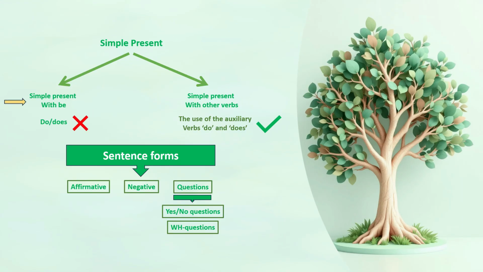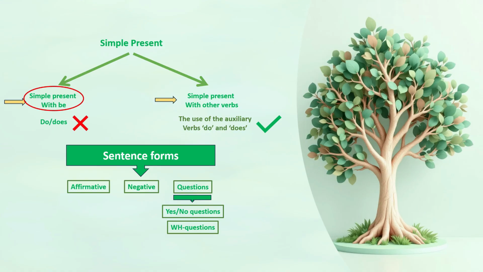The verb be is very special because it follows its own rules, which is why it's placed on a separate side of the tree diagram, even though it's only one verb. All other verbs are grouped together on the other side because they follow the same set of rules in the simple present. We'll begin by explaining the simple present with be, starting with its forms and how it's used in different types of sentences.